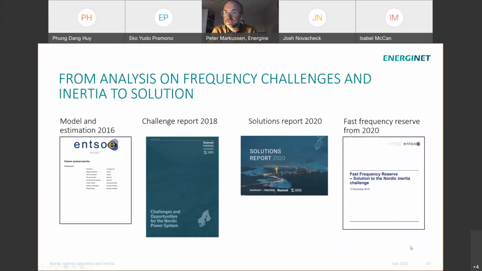So just to sum up the process, and just to say that this is not something you do in a few months. It is a long-term process when you go from analysis to the solutions, where we started our models and estimation back in 2016, or actually even earlier. But this at least was the main document. Then we had a challenge report describing what the challenges are and what the solutions are, and then we implemented a fast frequency reserve from 2020. So next slide, please.